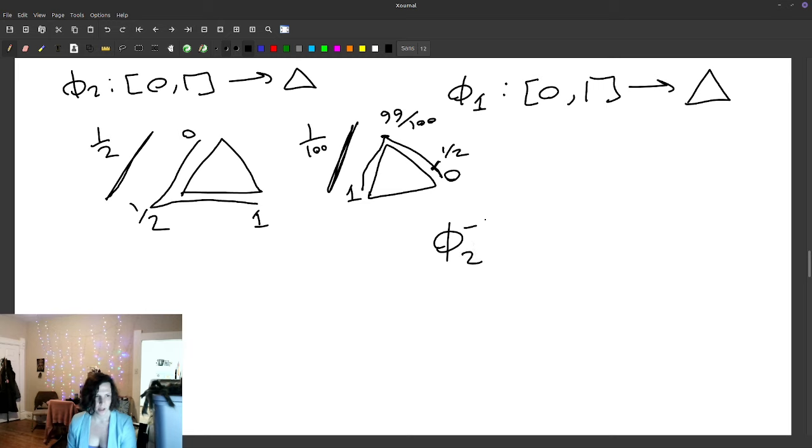In other words, what if I looked at this? Like, I did phi 1 to go into the triangle, but then I did phi 2 to come back out. Well, if you think about it, phi 1 goes from the interval into the triangle, and then phi 2 inverse goes from the triangle back to the interval. So this is a map just from the unit interval back to itself.